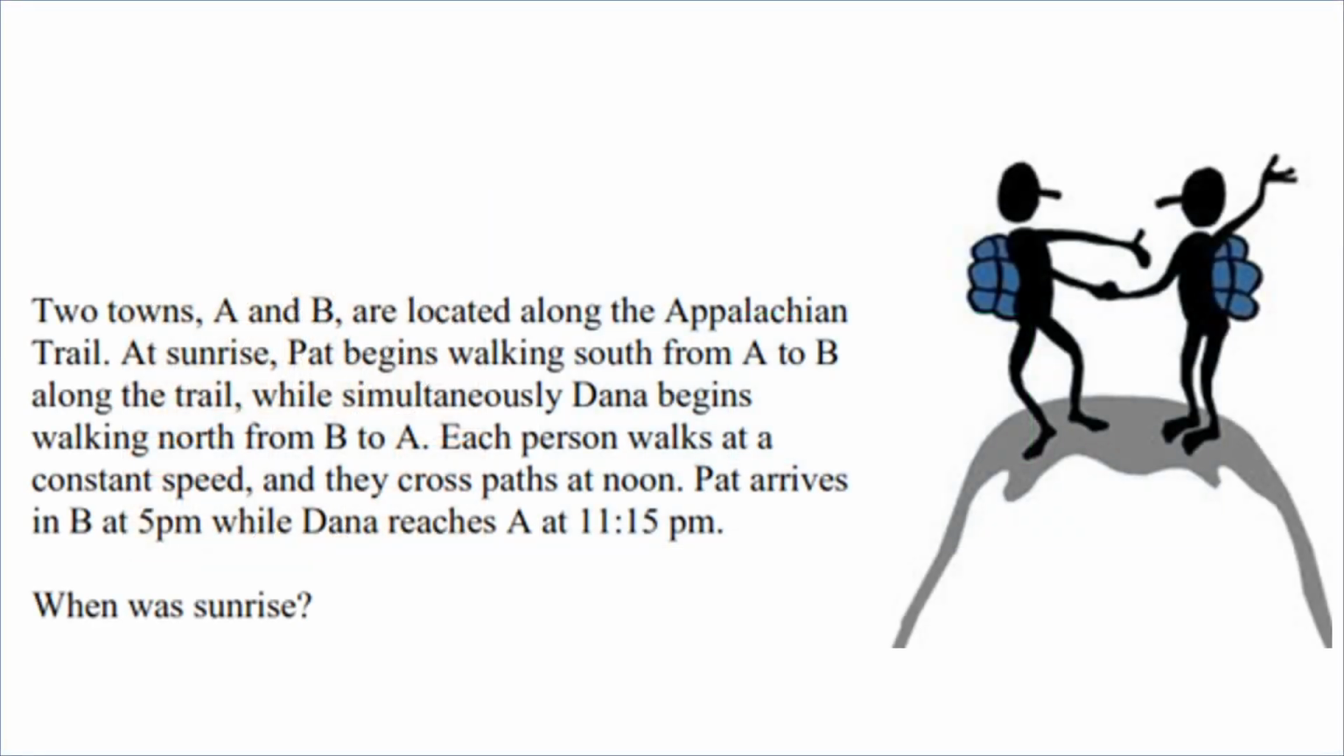In today's problem, we're told that two towns, A and B, are located along the Appalachian Trail. At sunrise, Pat begins walking south from A to B along the trail, while simultaneously Dana begins walking north from B to A. Each person walks at a constant speed and they cross paths at noon. Pat arrives in B at 5 p.m. while Dana reaches A at 11:15 p.m. When was sunrise? Pause the video here, see what you can come up with.